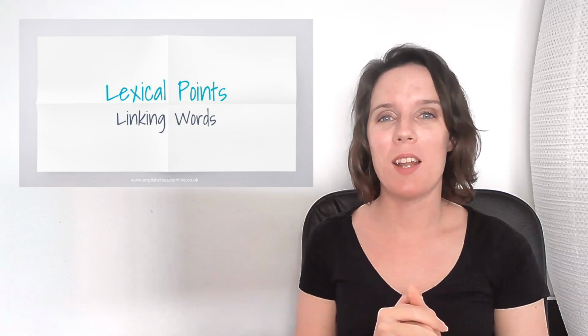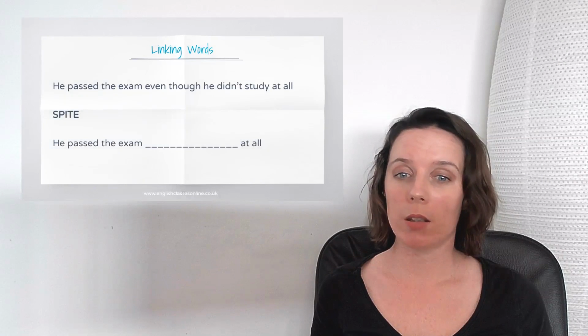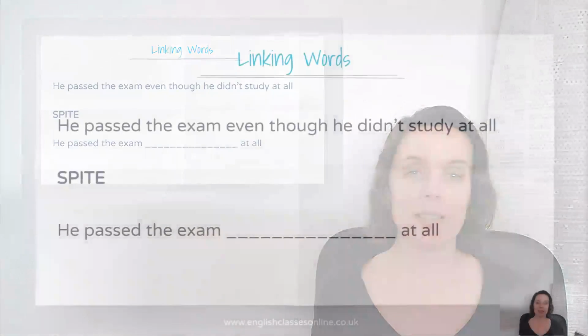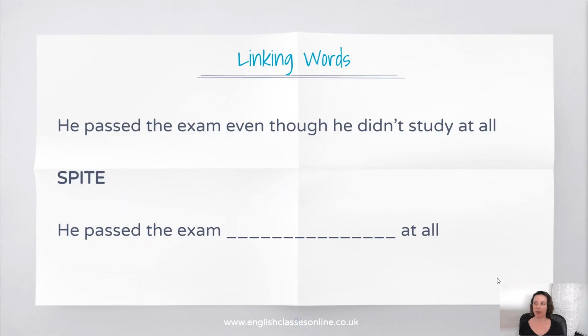Okay, let's get into it then. So let's take a look straight away at an example of something that you might get. You have: he passed the exam even though he didn't study at all, and you have the word spite. Okay, so we have two different linking words here. You have even though, and your word is spite.